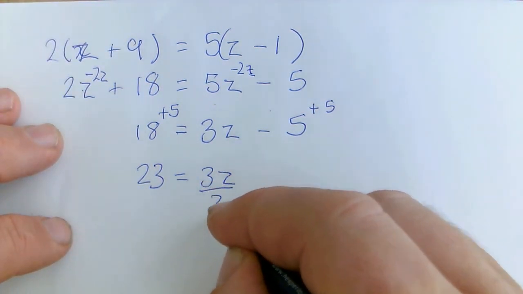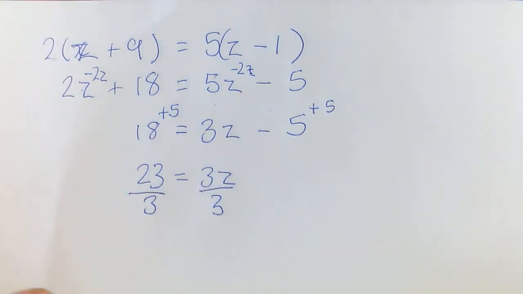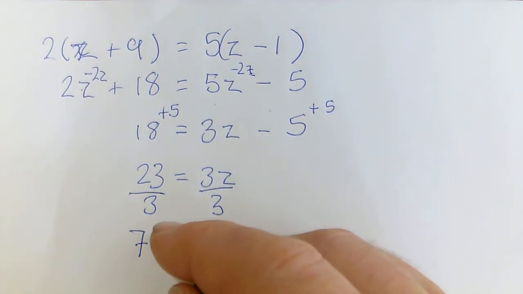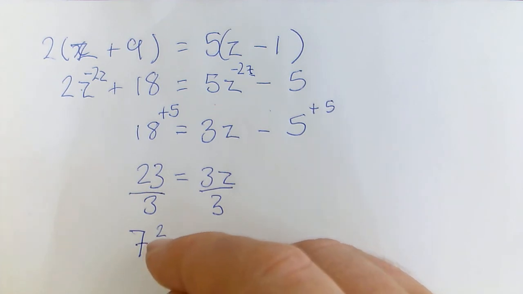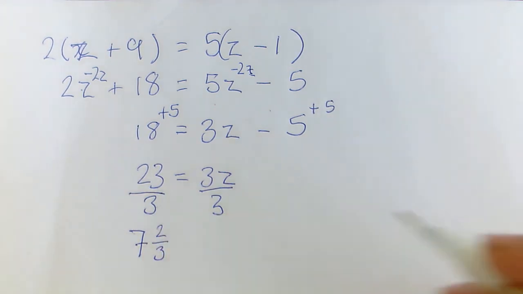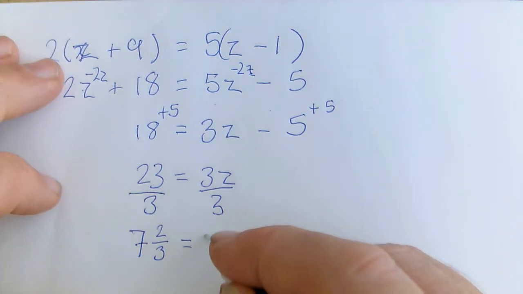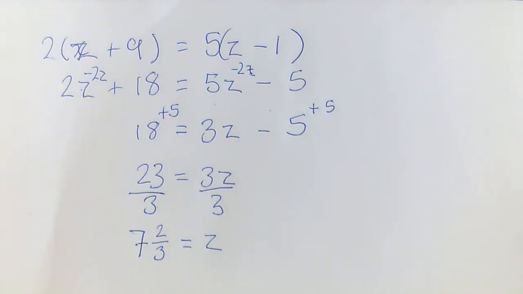So we divide both sides by 3, and I know that 3 goes into 23 7 times. 3 7s are 21, so that's 7, and it leaves behind a remainder of 2, which is 2 over 3. So my letter z equals 7 2/3.